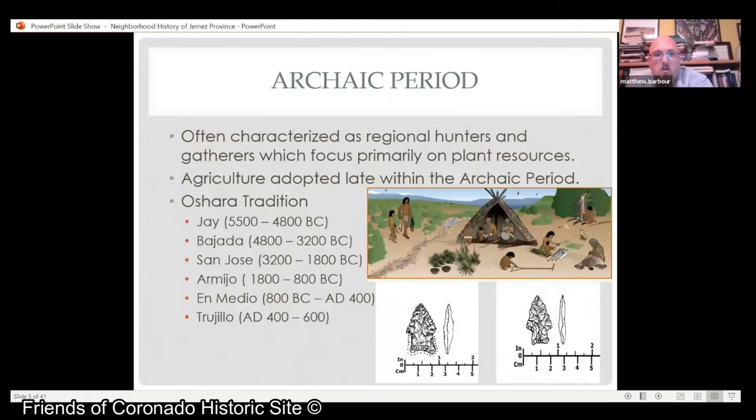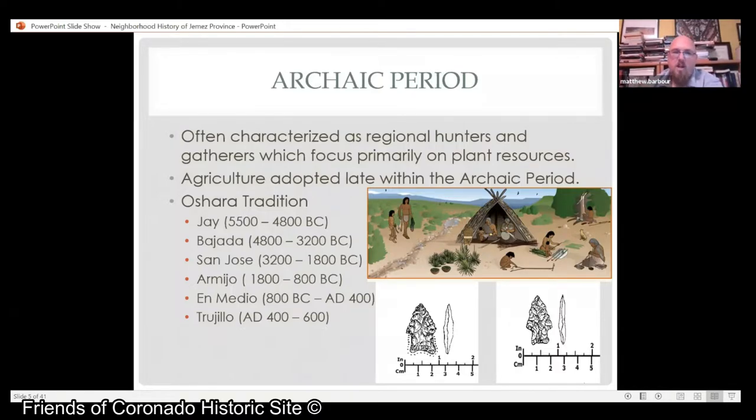The Archaic period is the next time period we often talk about. It's the time period in which agriculture was adopted. In northwestern New Mexico, we use the Oshara tradition, which I will be going into a lot more detail on in the next lecture. But for now, it's all tied into different types of projectile points. And the big transition from the Paleo-Indian to the Archaic, and some people debate this, is a shift from a culture that's focused primarily on hunting large game to a culture that's really interested in focusing primarily on plant resources.